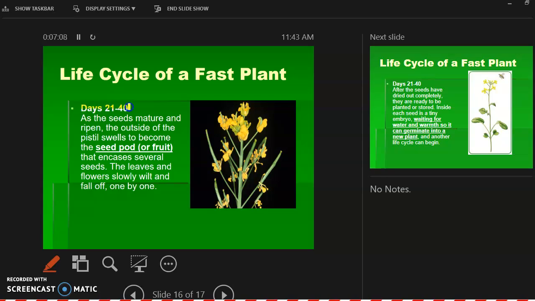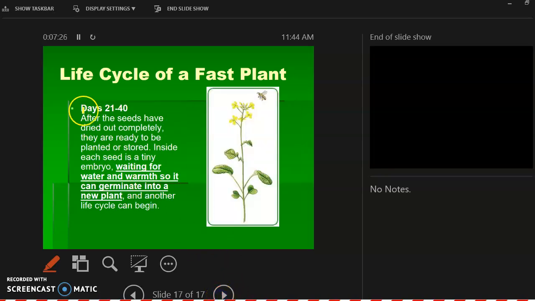And then days 21 through 40, as the seeds mature and ripen, the outside of the pistil swells and becomes the seed pod or fruit that encases several seeds. Then the leaves and flowers slowly wilt and will fall off one by one. Then the seeds are waiting for water and warmth so that they can germinate into a new plant. At this point, the flower has basically died, the seeds have fallen to the ground, and the process starts all over again. So we went through this lecture.